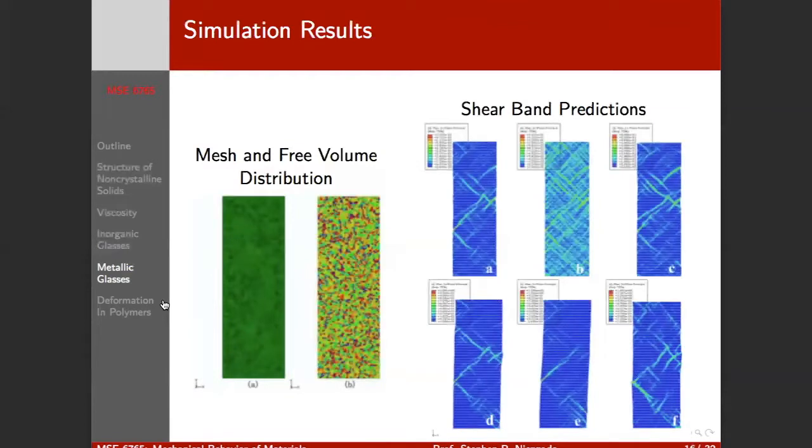It's the direction of maximum shear stress, right? If we're pulling this way, our maximum shear stress is at 45 degrees to this, right? So normal stress is not going to cause significant flow, just like in a crystal. We need shear.